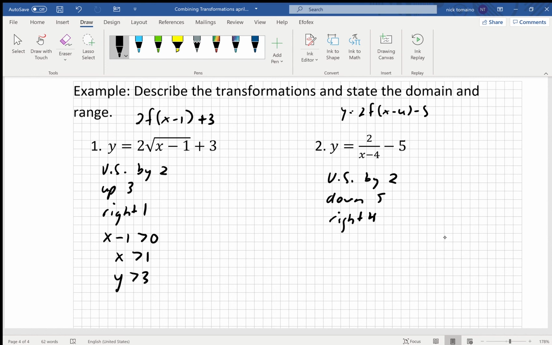Okay, and for this function right here, again, you cannot divide by 0. So x minus 4 cannot equal 0, which means x cannot equal 4. And y cannot equal negative 5. It's always this last number out here. Always.